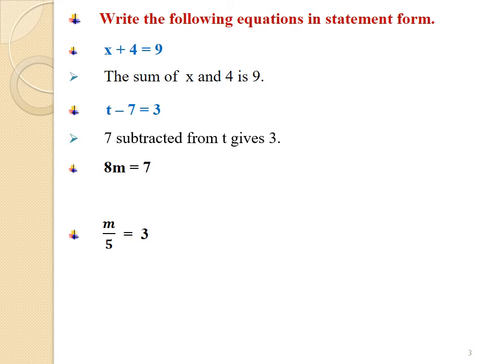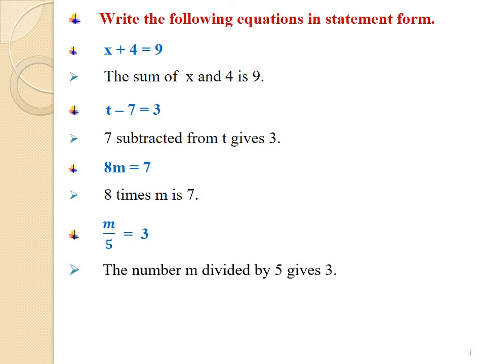Now, sum number 3. 8m equals to 7. The statement for this equation is 8 times a number m is 7, or m multiplied by 8 to get 7. Now, sum number 4. M divided by 5 equals to 3. The statement for this equation is the number m divided by 5 gives 3.